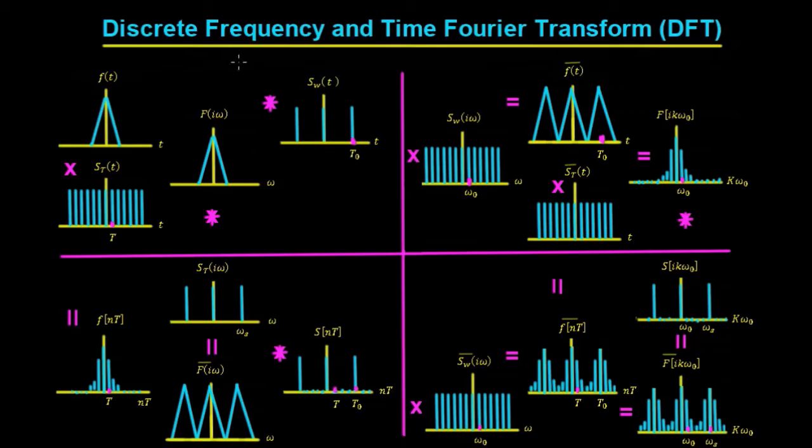Let's look at the discrete frequency and time Fourier transform, or as it would be commonly known, the discrete Fourier transform, or just the DFT. So we've seen this type of image before. We've got 4 quadrants. Up in the top left hand quadrant we have our continuous time and frequency. So this is our normal continuous Fourier transform.